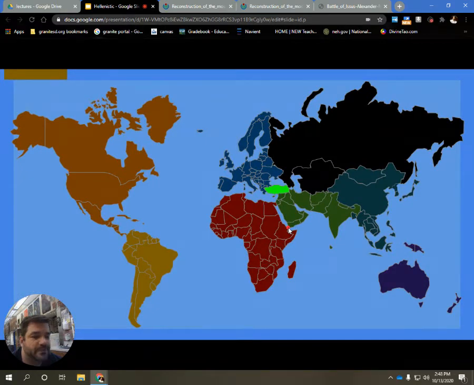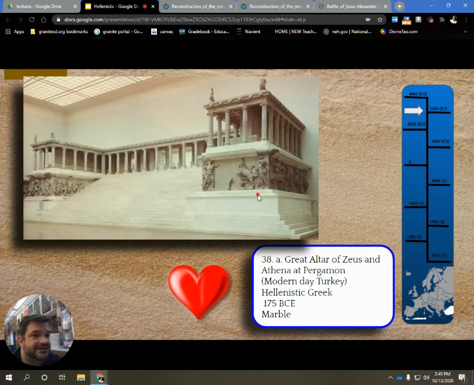Okay. Moving on, our next piece is in what is today Turkey, Anatolia. And it is a Hellenistic city in Pergamon. Now we can see here this temple.